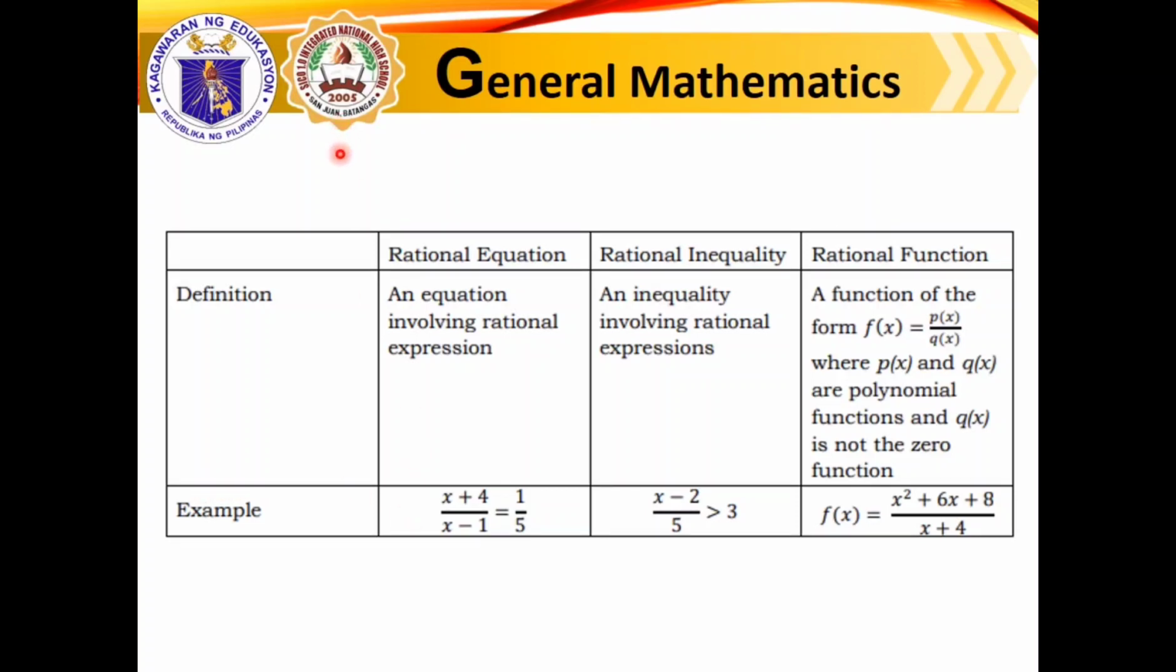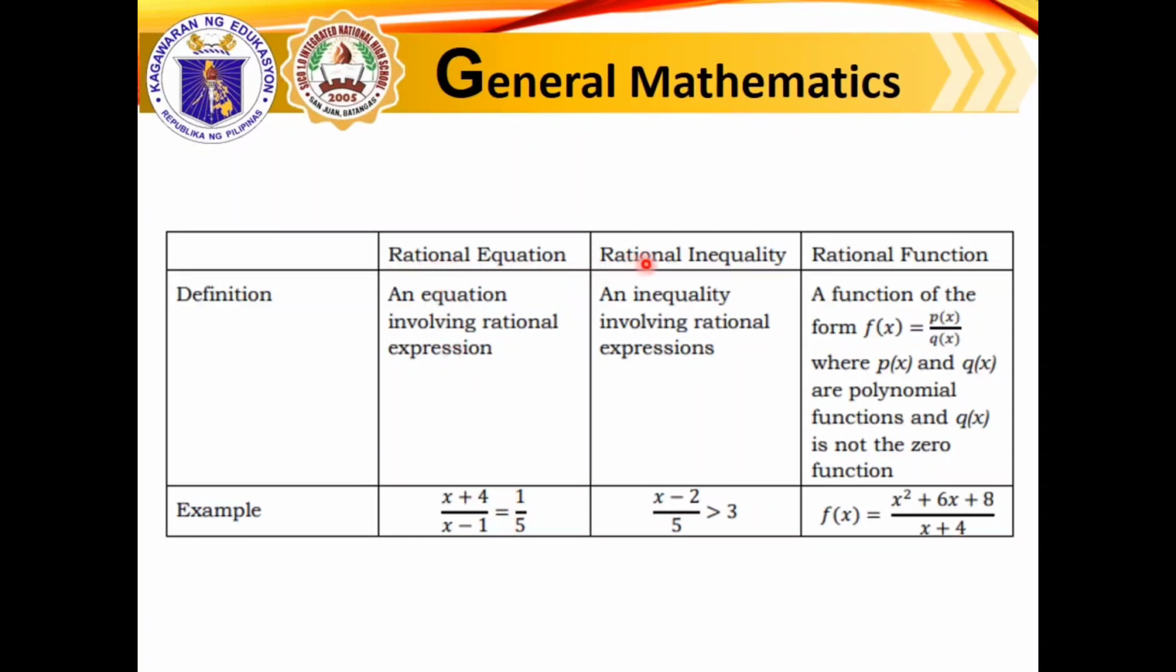So in this lesson, we will study the rational equation, rational inequality, and rational function. We will differentiate the three terms from each other. So a rational equation is an equation involving rational expressions. This is an example: x plus 4 all over x minus 1 equals 1/5. As you can see, we have a rational expression and we have the equal symbol. So that will be the rational equation.